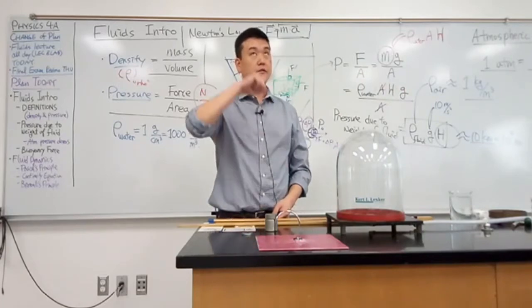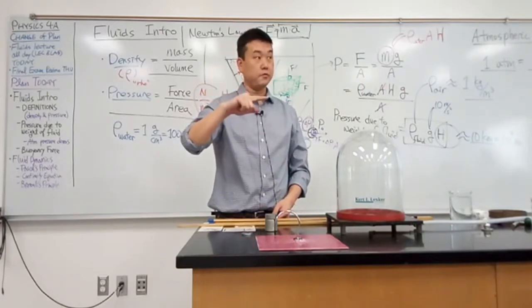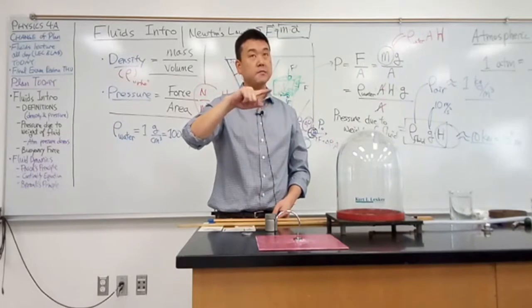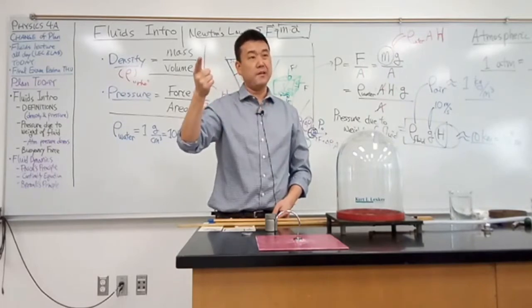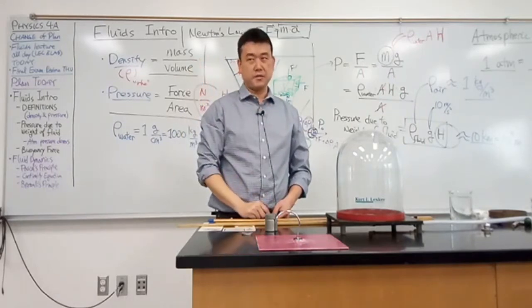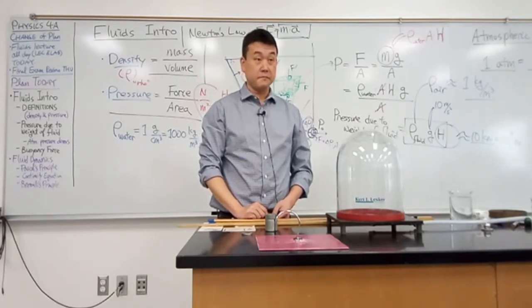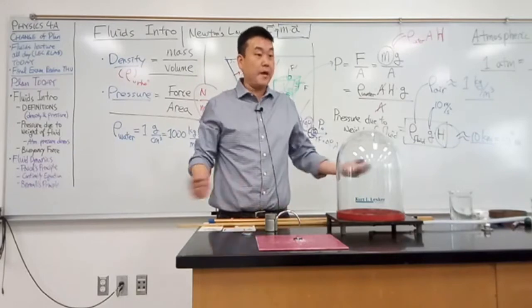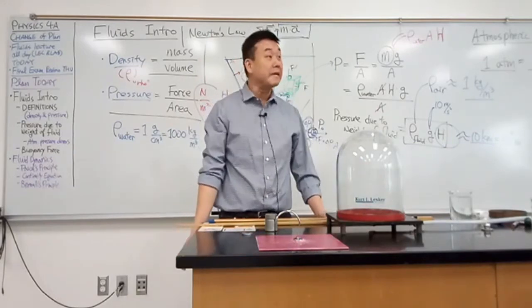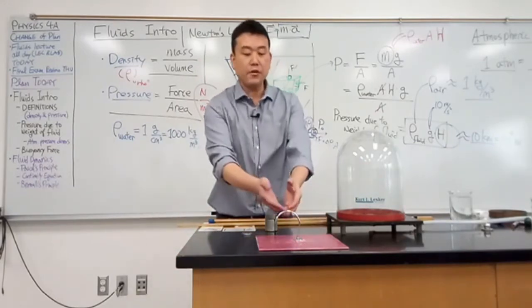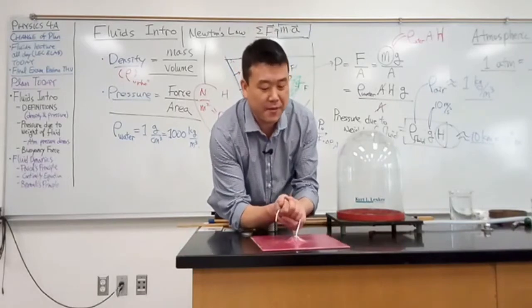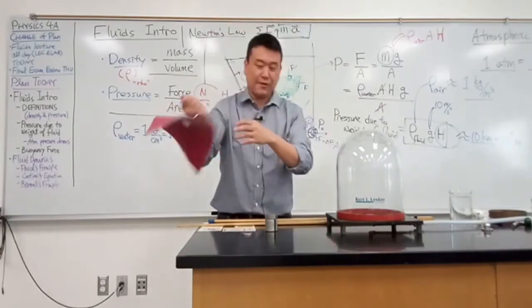So 10 to the 4 divided by 2. So 5 times 10 to the 3. 5,000 newtons. Is that a small amount of force or a large amount of force? It's very large. 5,000 newtons is the weight of a 500 kilogram thing. So, if you lift this hard enough, you will actually be able to lift it.